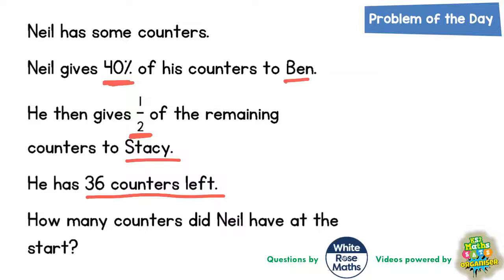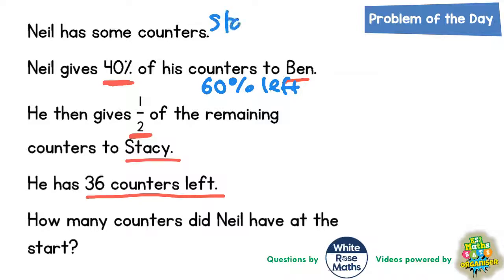Well, we could do this in a couple of ways. We could do it with a bar model, or we could do it by thinking about percentages and fractions. So let's first use percentages and fractions. If he gives 40% of his counters to Ben, he must have 60% of his counters that he started with left, because he started with 100%.